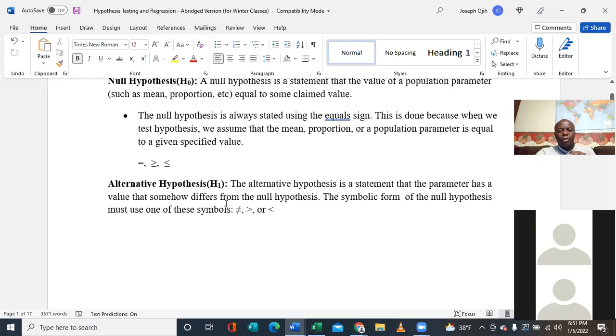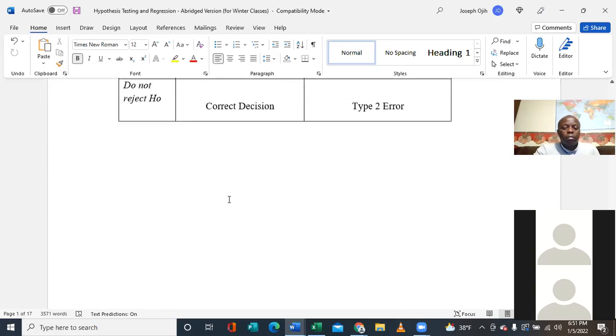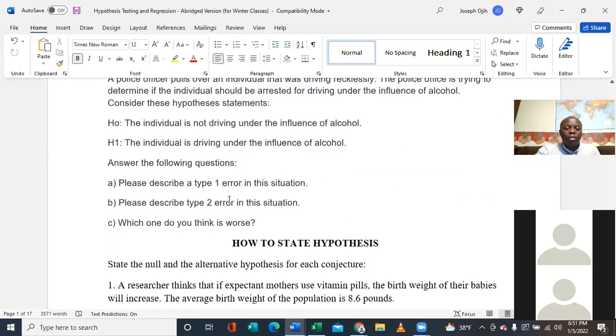Now, in the alternative hypothesis, you can only use this symbol here. You cannot use equal to in the alternative hypothesis, and you cannot use the greater than or equal to symbol here. Both hypotheses say the opposite of each other. When one of them says this, the other says the opposite. With that in mind, let's see how to state hypotheses.